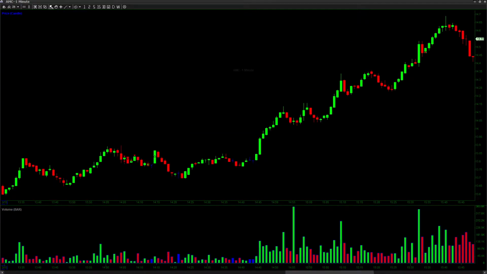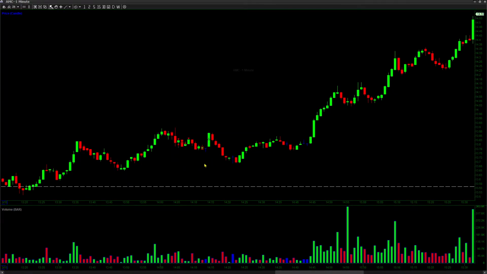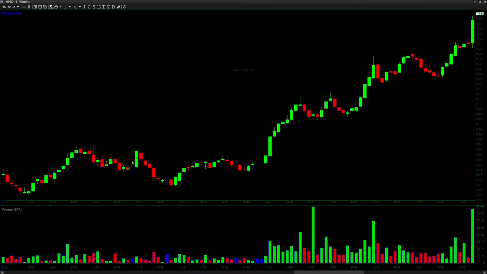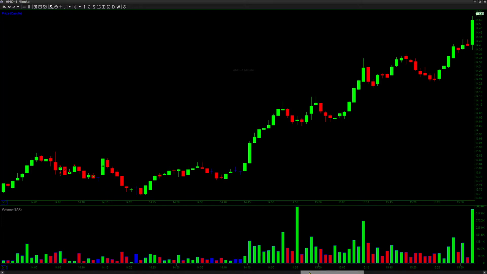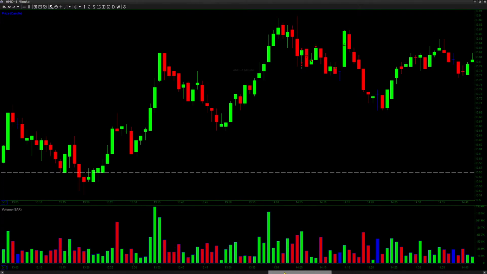See if you can see them. It's kind of hard. Can you see them? You see the arrows? These are my scalp trades. I know it might be a little bit hard to see, but you can see them. I can see them. Okay.